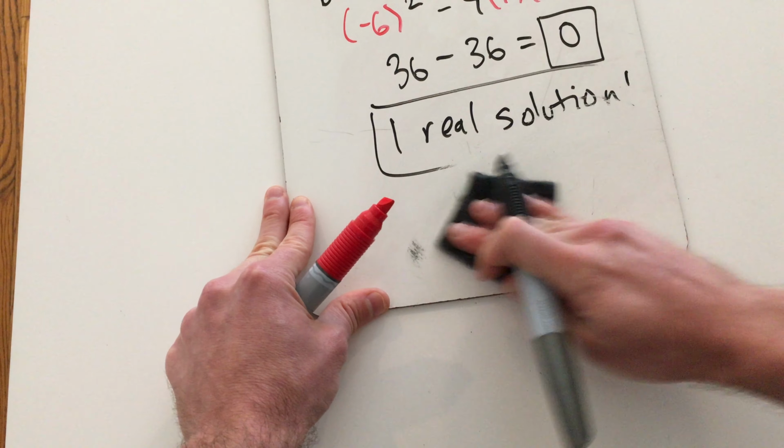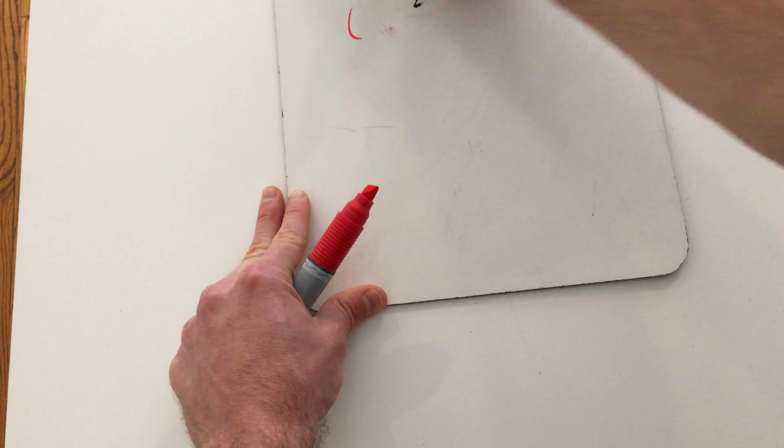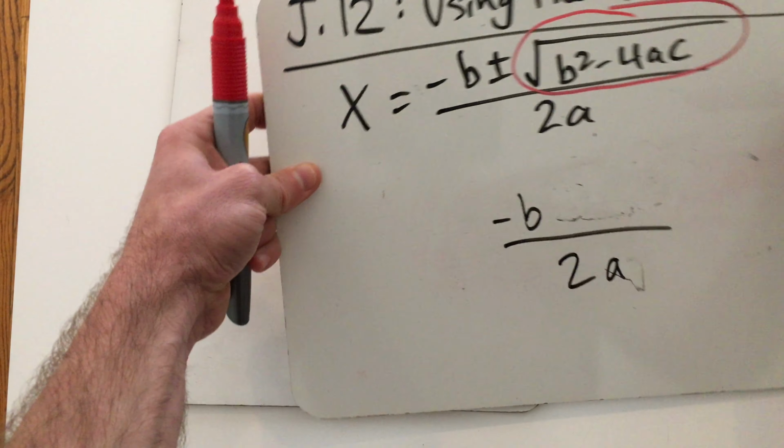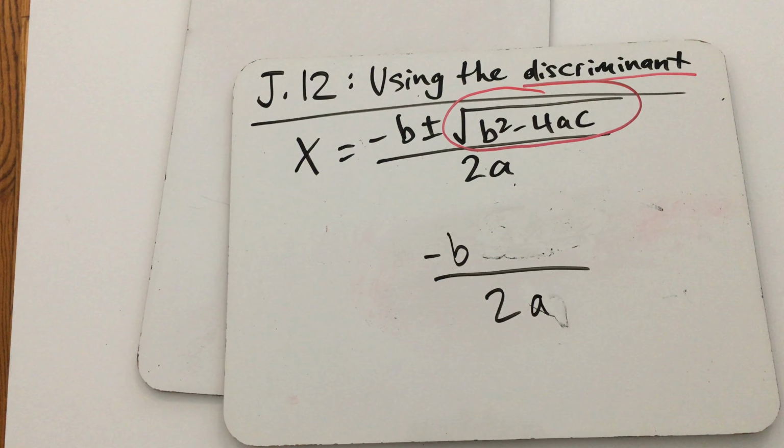All right, I hope that this was helpful, and I hope that you're able to use the discriminant to be able to tell quickly how to find how many real and how many complex solutions there are in the quadratic function.